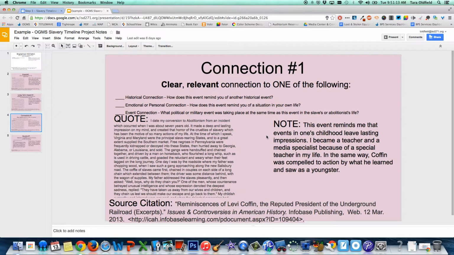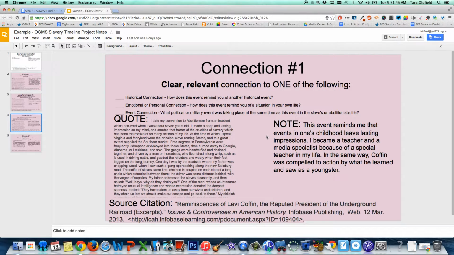And she was a Christian woman, and she saw the Jewish people who were taken to concentration camps, and she knew their end, that most of them would die. And she decided to hide Jewish people in her home, and in that way she protected them. So do you see the connection there, that although Levi Coffin and Corrie ten Boom lived in very different times, they both fought against injustice and protected those who were weaker than themselves? So that's an example of a historical connection.